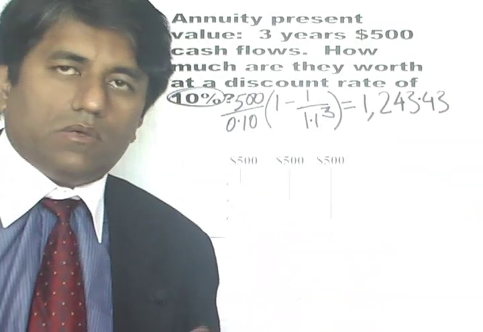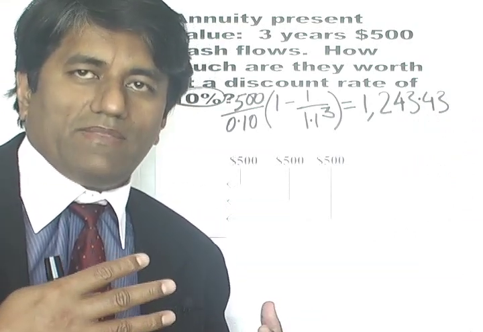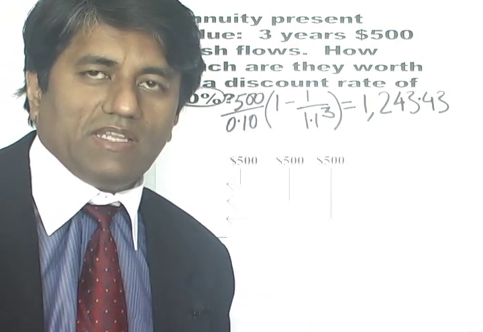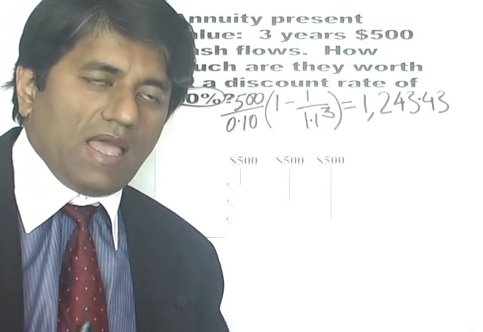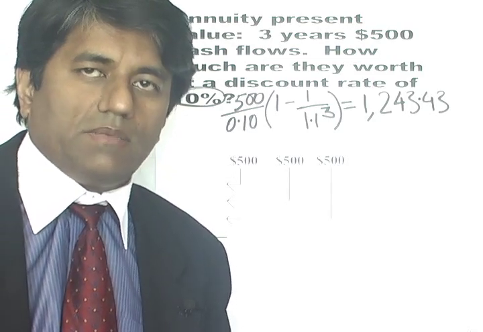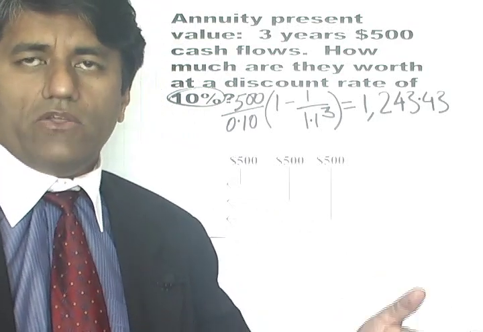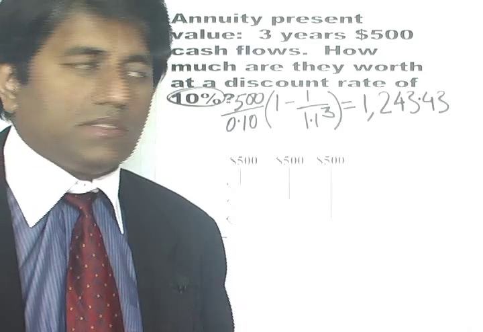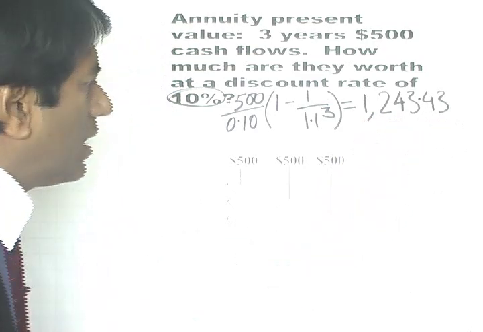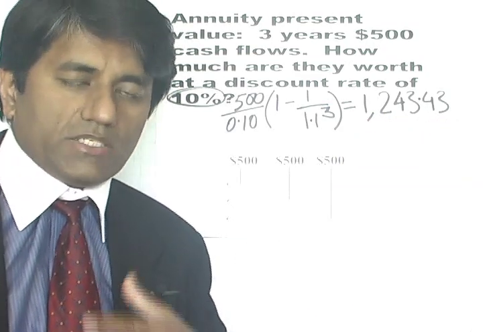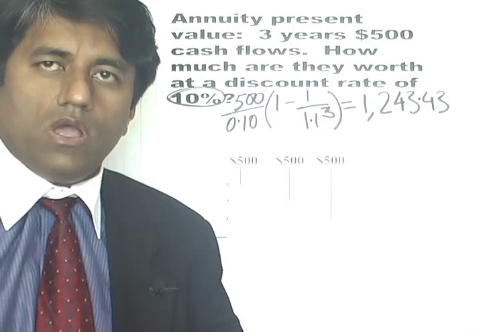So the 3 cash flows of 500 each, you multiply 500 by 3 and get 1500, but it's not 1500 in today's value, because $500 which comes at a point in the future has a value today lower than that because of discounting. That's just the time value of money. Money in the future has a lower value compared to money in the present. So the value of the money in the present is $1,243.43.